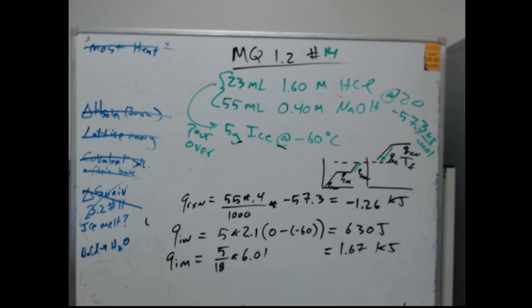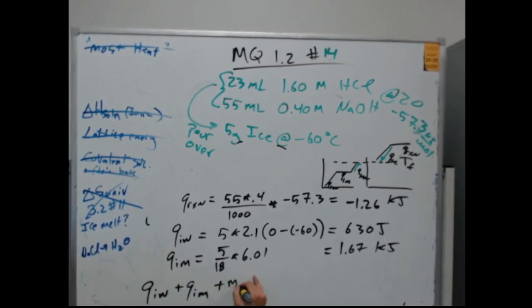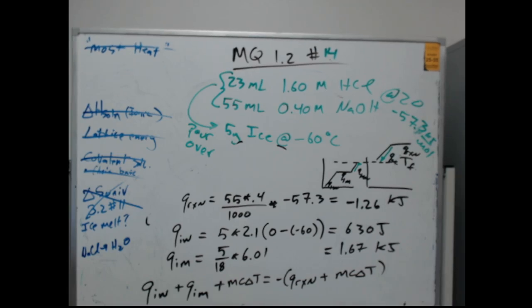So now we can kind of set this up. I need to do Q of ice warming plus Q of ice melt plus MC delta T equals negative Q reaction plus MC delta T. Right, and the reason I'm labeling it this way is because I already did those calculations. I can just plug them in. So now I start plugging in the different bits that I know.